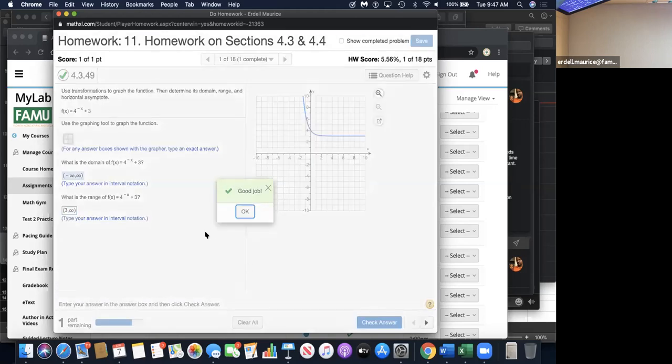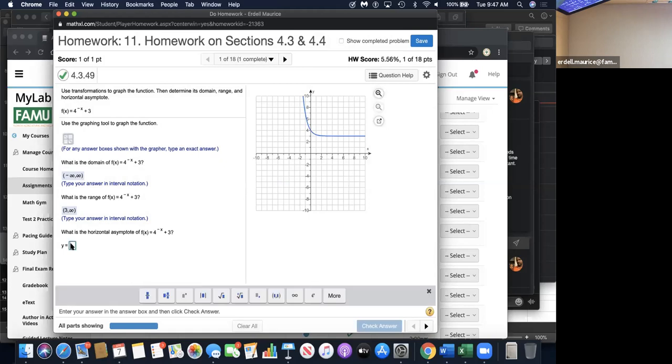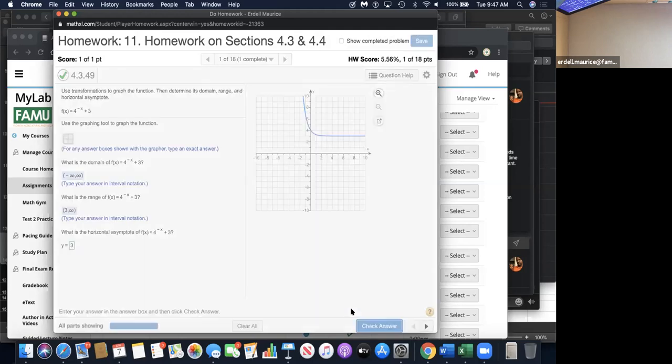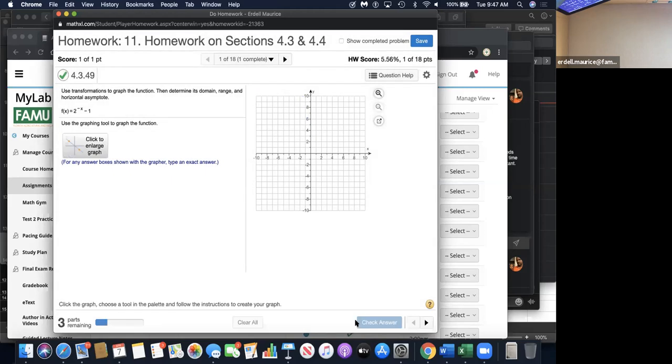Check answer. A horizontal asymptote is at 3, so that's going to be y equals 3. Horizontal asymptote right there. All right, something very similar question. Oh, finally they have a shift downwards, right? Still a reflection over the x-axis.